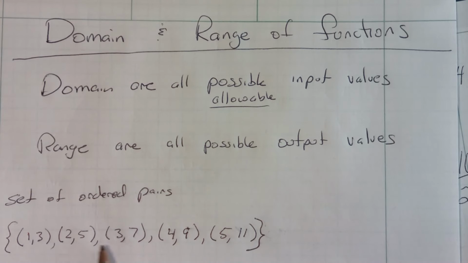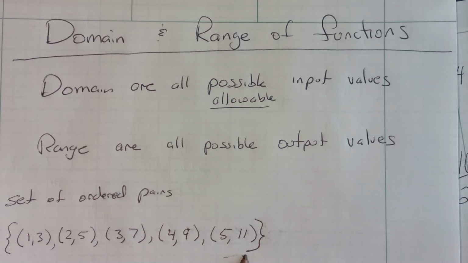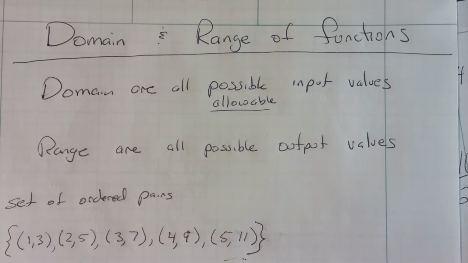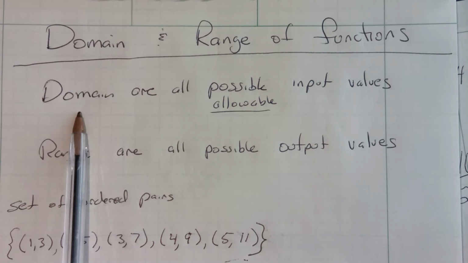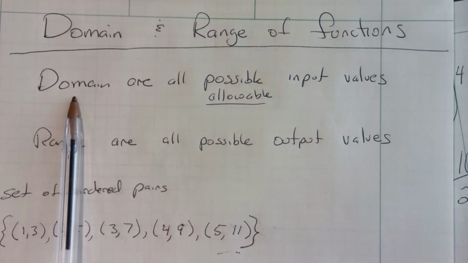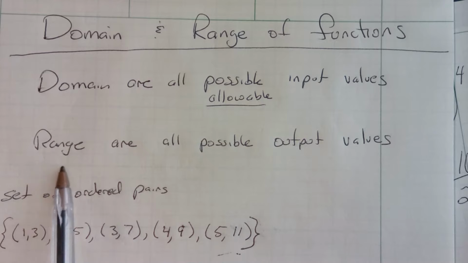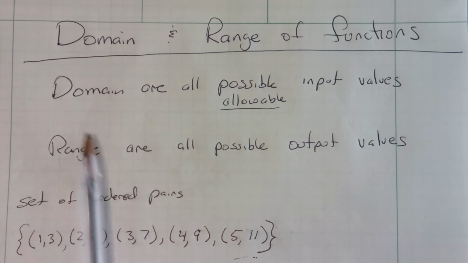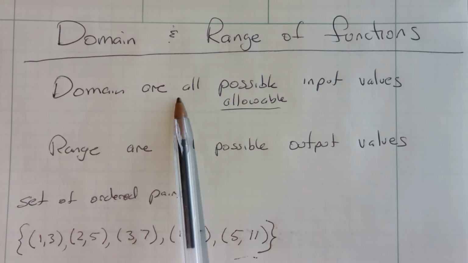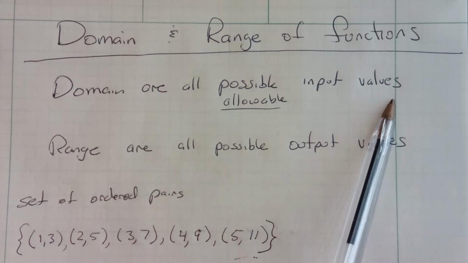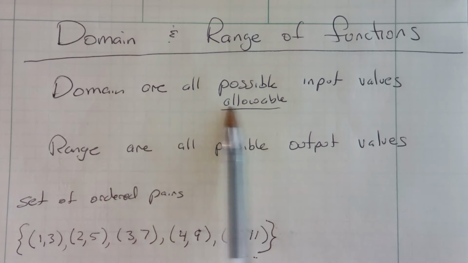Now, all sets of ordered pairs are not necessarily functions. They might just be a relationship. And we'll talk more about that later. But right now, let's just talk about what we mean by the domain of a function and the range of a function. The domain are basically all the possible input values that are allowed, all allowable inputs.